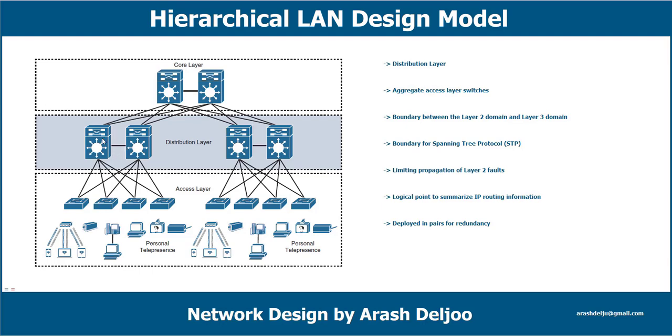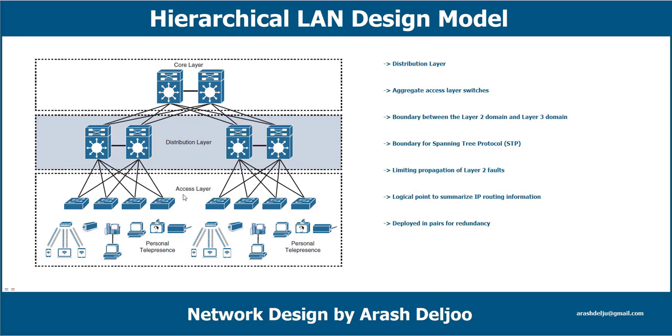Here, as you can see, in the distribution layer we have a point for aggregating the traffic of access layer switches, and this is also the boundary between the layer 2 domain and the layer 3 domain. Here we have the layer 2 domain, and here we have the layer 3 domain. On the layer 2 side, this is the boundary for the spanning tree protocol. In most cases we use one of the distribution switches as the primary root bridge and another as the secondary root bridge in STP, and it is limiting the propagation of layer 2 faults.